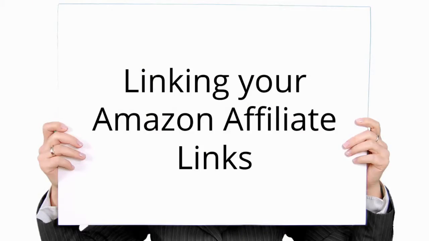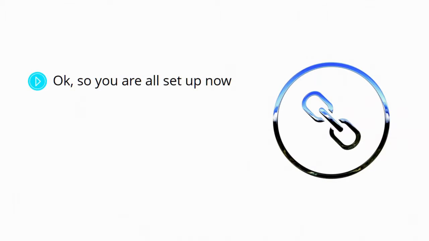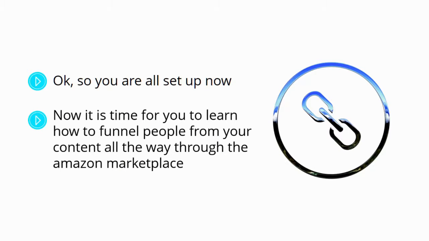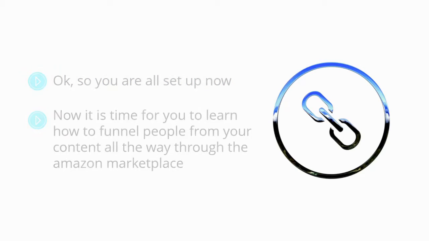Linking your Amazon affiliate links. Okay, so you're all set up now. You picked your niche, you selected a bunch of cool, high-priced products to promote, you created your Amazon affiliate website the easy way, and you already set up your Amazon Associates account. Now it's time for you to learn how to funnel people from your content all the way through the Amazon Marketplace to get them to make you affiliate money there by using Amazon affiliate links.